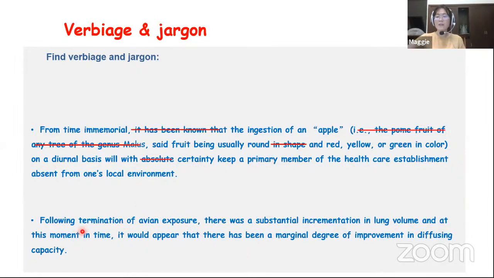The second one: following termination of ambient exposure, there was a substantial incrementation in noun value. At this moment in time, it would appear that there has been a marginal degree of improvement in diffusing capacity. So what are the verbiage phrases in this sentence? "At this moment in time," right? "It would appear that." So these are empty fillers. You just delete them.